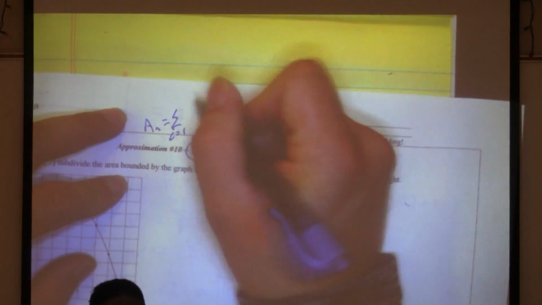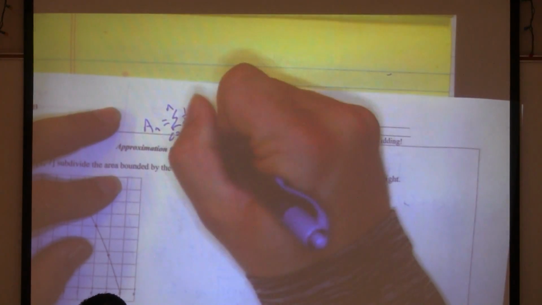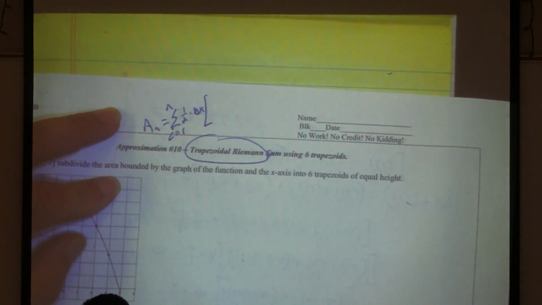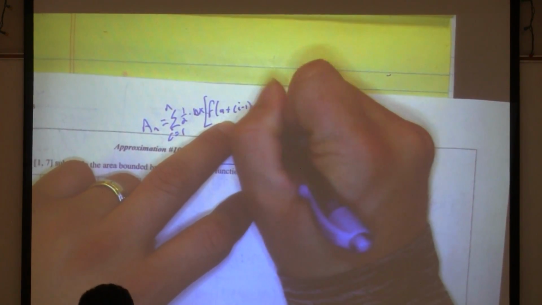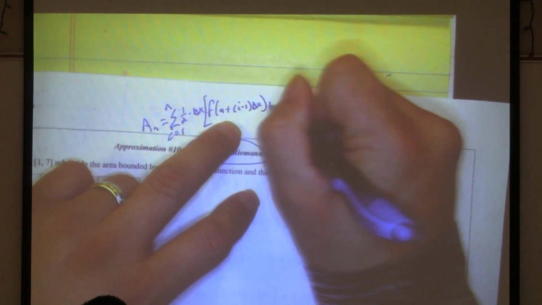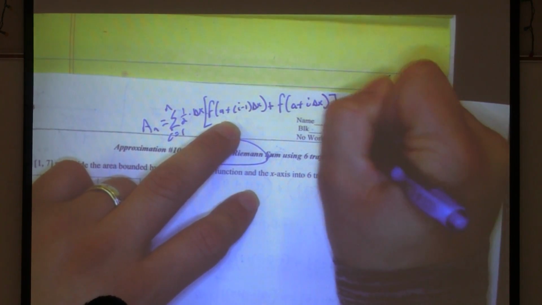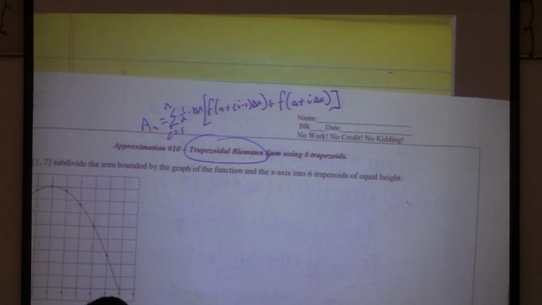Summation from i equals 1 to n of 1/2 times delta x times f of a plus (i minus 1) delta x plus f of a plus i delta x. Some of you had trouble typing it in? Yeah. Gotta be careful with your parentheses. If you want to put brackets like I put there, that'll maybe make it a little bit easier.